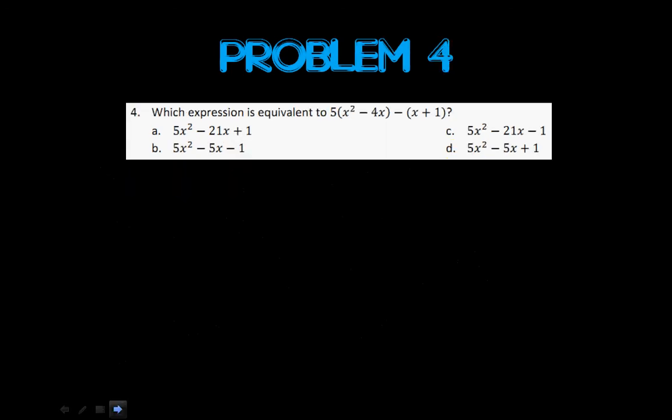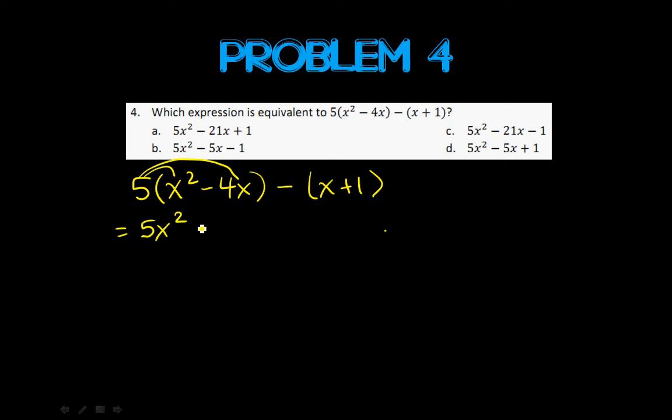Okay, and then problem 4, we have our last expression to simplify. Inside of the parentheses, everything's already simplified. We don't really have any exponents besides this 2 here, which is already simplified, so we can skip straight to the M in PEMDAS. So we distribute that 5. So we have 5x squared minus 20x. And then this negative gets distributed to this. If it helps, you can pretend that there's a negative 1 in front. You don't have to, but sometimes it helps students. So negative 1 times x is negative x, and negative 1 times positive 1 is negative 1.